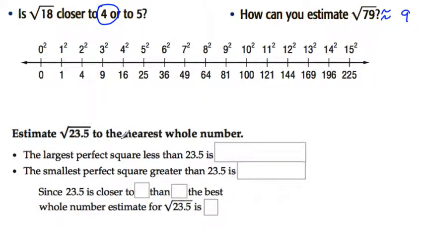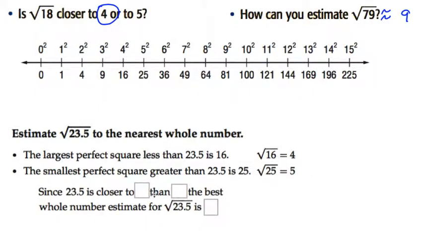Estimate the square root of 23.5 to the nearest whole number. Well, if we look at our number line, 23.5 falls between 16 and 25. So the largest perfect square that's less than 23.5 would be 16, which would give us a number of 4. The smallest perfect square greater than 23.5 is 25, and its square root is 5. So the best estimate, since 23.5 is closer to 25 than it is to 16, we're going to say 5 is our best estimate. Pretty straightforward, not too bad.